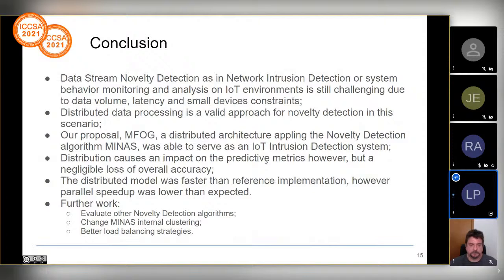However, good speedup was not found. Further work can be done with other novelty detection algorithms or by changing Minas internals. Another line of work can be done on improving the communication to computation ratio or load balancing.